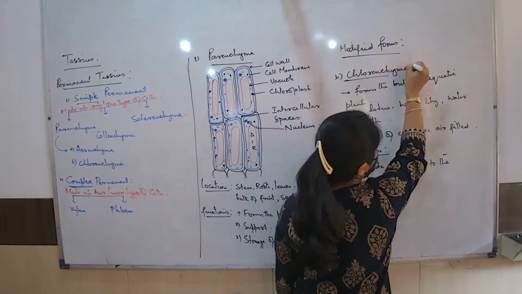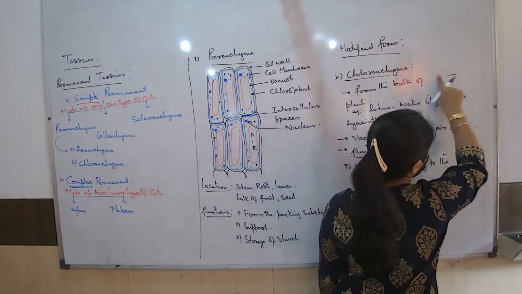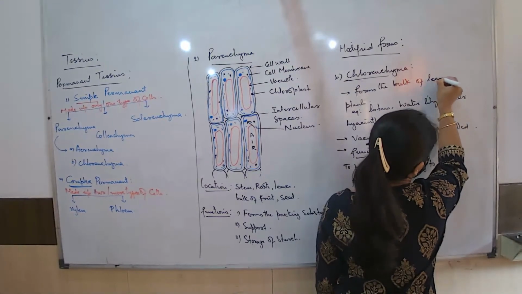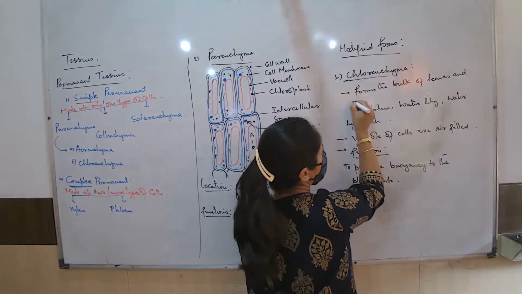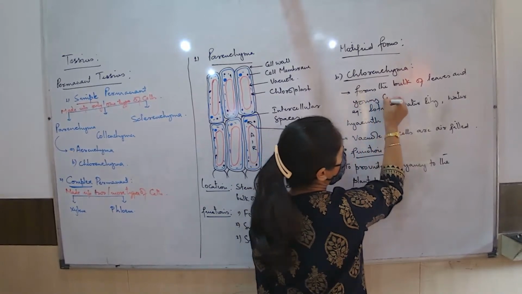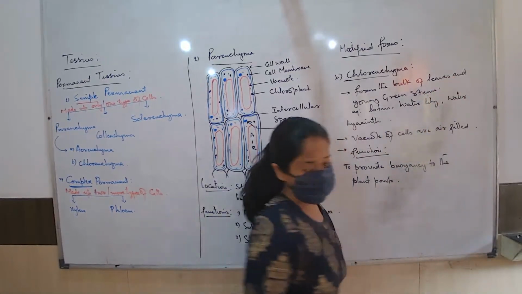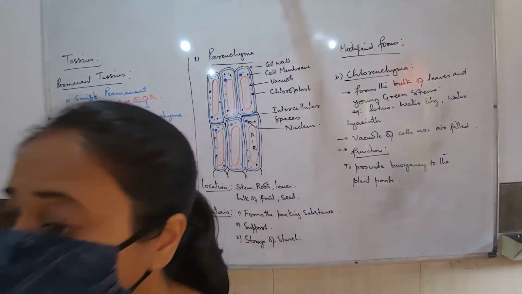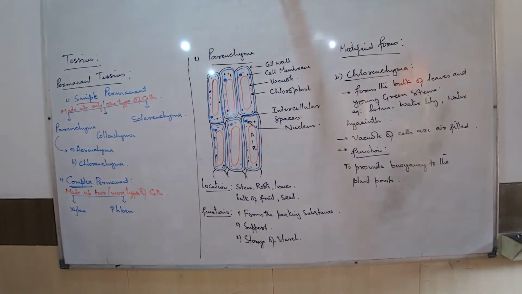Chlorenchyma. Now chlorenchyma, majorly we have to understand, it forms the bulk of the leaves and young green stem. Now why do I write this? When I talk about the leaves, what is their color? Green. I talk about the young green stem. What is their color? Green.